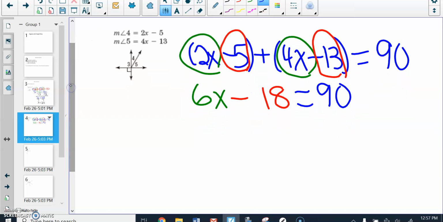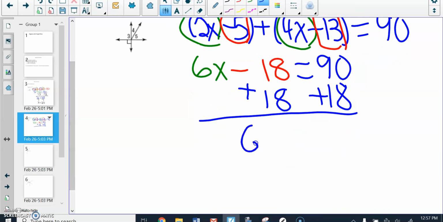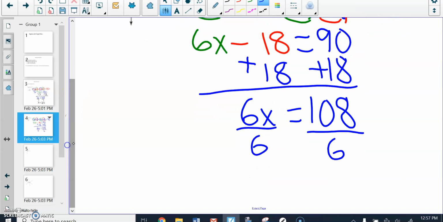Now I can start doing my inverse work. So I can add 18 to each side. I get 6x equals 108. My last inverse, I'm going to divide by 6. And using my calculator, I get the value of x is 18 this time.